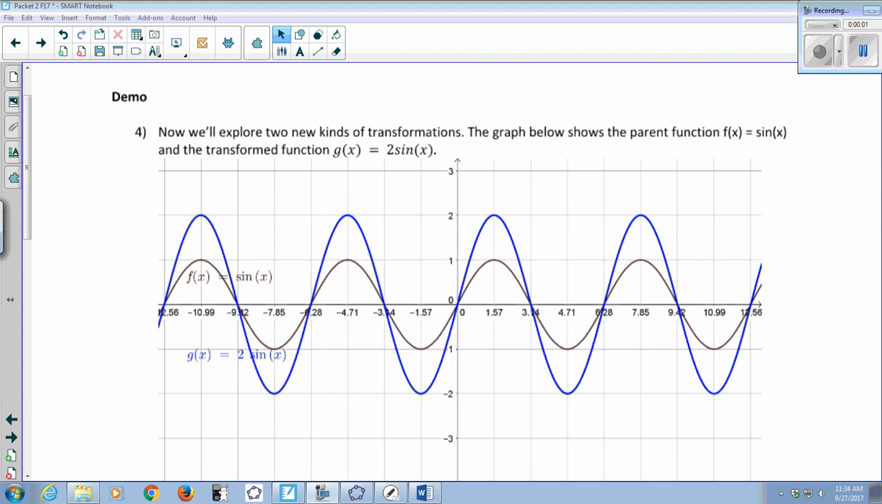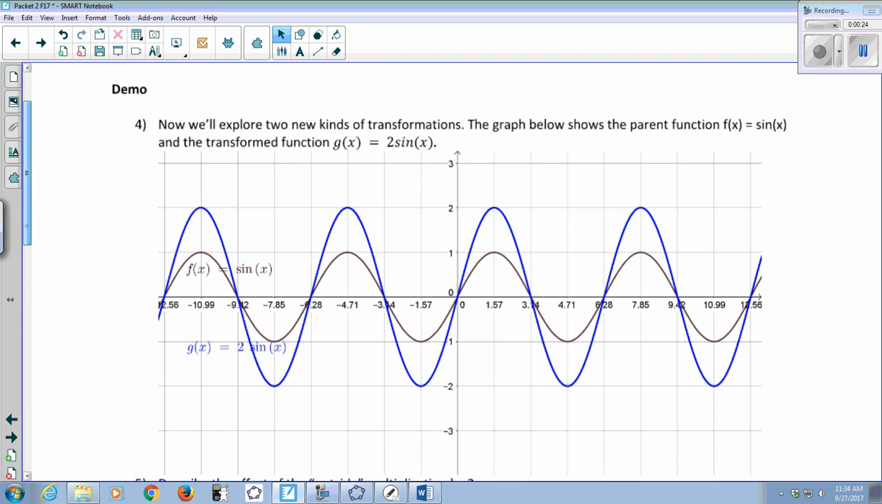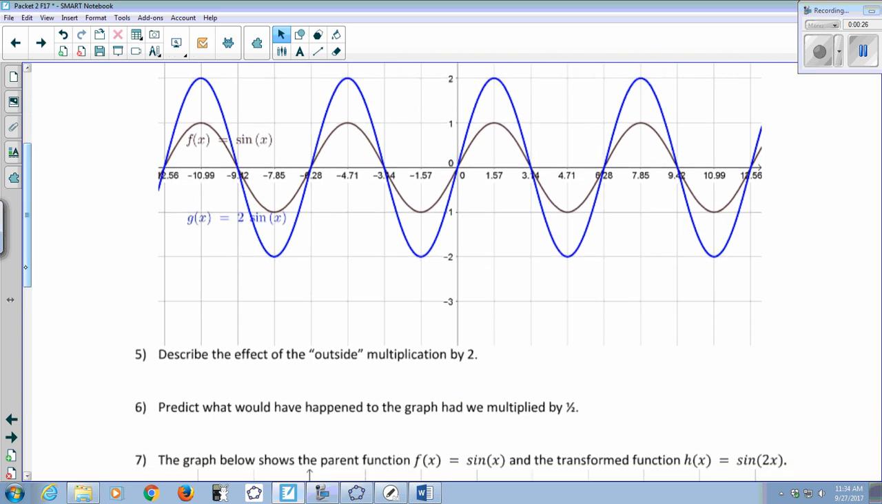Lesson 14 demo. We're going to explore two new kinds of transformations. The graph below shows the parent function f of x equals sine x. That's the same graph that we were just working with in the preview exercises. And the transformed function g of x equals 2 times the sine of x. So sine of x is graphed in this maroon color, and 2 times the sine of x is graphed in blue. So I want to describe the effect of the outside multiplication by 2.